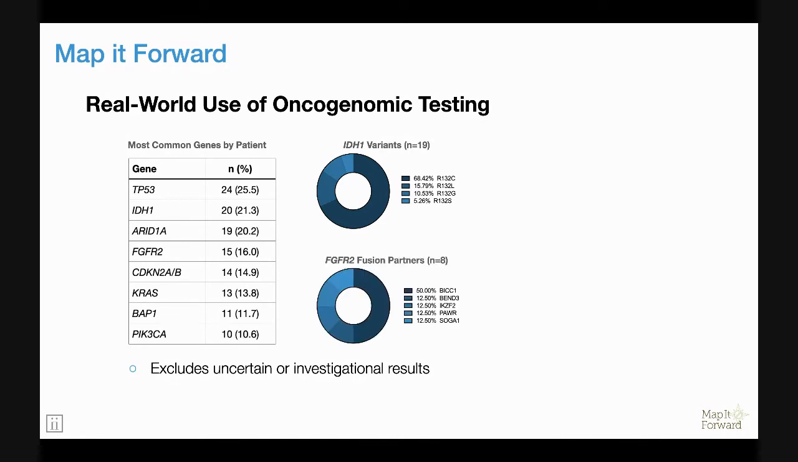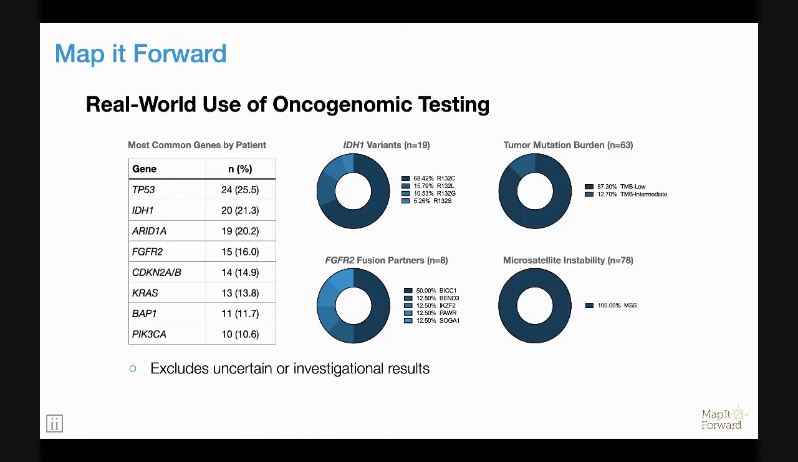FGFR2 fusions are also commonly reported in cholangiocarcinoma. And again, the common BICC1 fusion partner was present in half of our individuals with an FGFR2 fusion. And then we also know that tumor mutation burden and microsatellite instability are commonly assessed in cholangiocarcinoma, in particular to evaluate the utility of immune checkpoint inhibitors. And in our cohort, the majority of individuals had low tumor mutation burden, and in this case, all tumors were microsatellite stable.